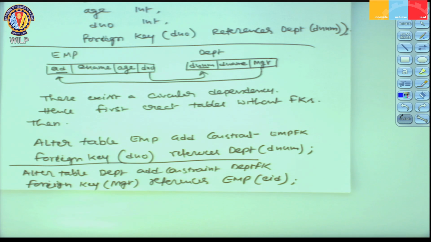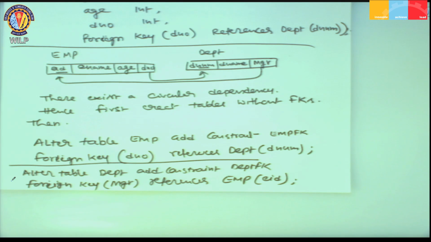How can I do that? I can use the alter command. The create command is going to create the definitions for tables, constraints, whatever it is. The alter command can be used to alter the structure or definition of the table. Alter table, which table? Employee table. In what way would I like to alter it? I would like to add a new constraint, add constraint, that is the keyword.